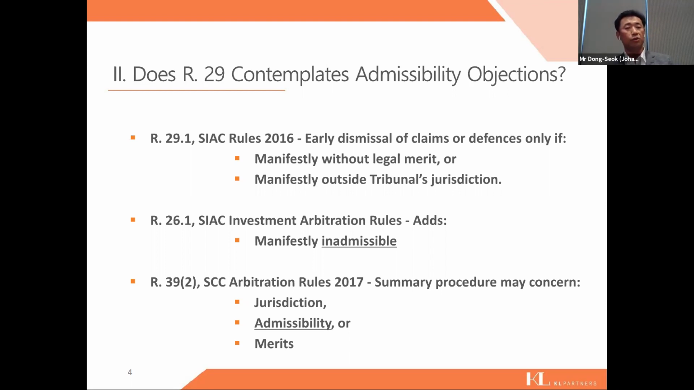The second option would be to seek early dismissal of the contractor's claim under Rule 29 for being manifestly outside the jurisdiction of the tribunal. And the third, to formulate it as an admissibility challenge and raise it during the course of the arbitration. These options perhaps provide some insight into litigation strategy and tactics. So I think I'm going to close my presentation by thanking you for your attention.